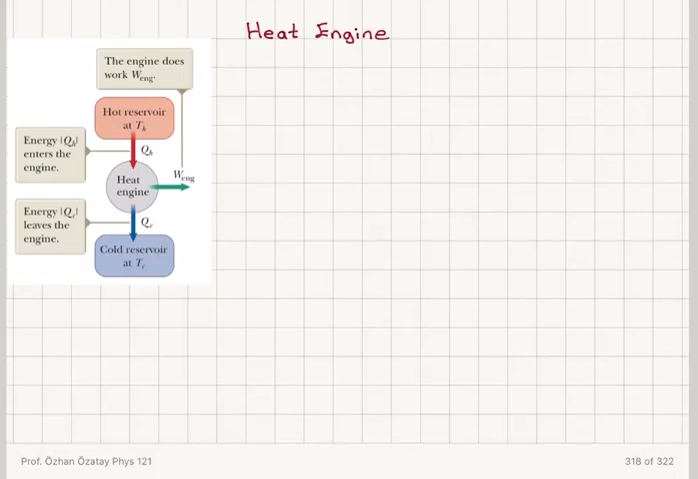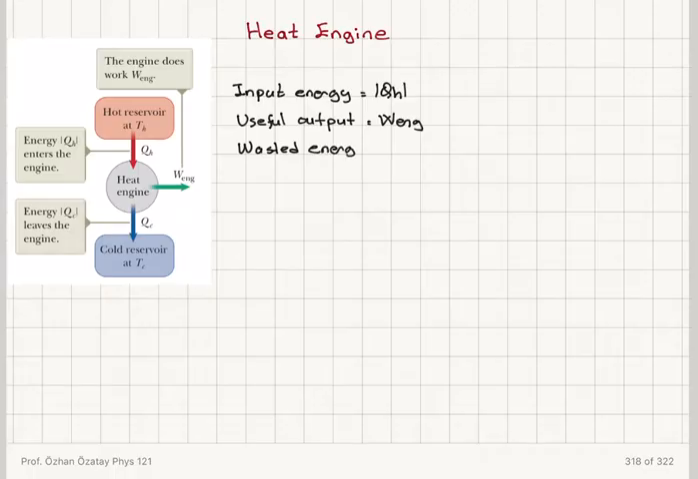So we can summarize this as we have an input energy QH. This is the energy absorbed from the hot reservoir. We have a useful output. This is work done by the engine, W engine. And then we have wasted energy, QC. So I'm looking at this device from an engineer's point of view. We are inputting some energy into the system, and the system produces a useful output work, but part of that energy is lost to a cold reservoir by means of heat.